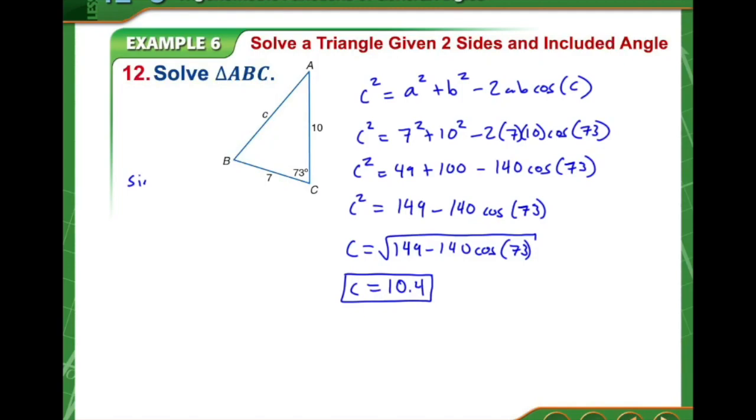So sine of B, side B is 10, equal to sine of our 73 over the 10.4 we just got for side C. So solving this like usual, cross multiplying, we get 10.4 sine of B equal to 10 times sine of 73, and we divide both sides by 10.4.